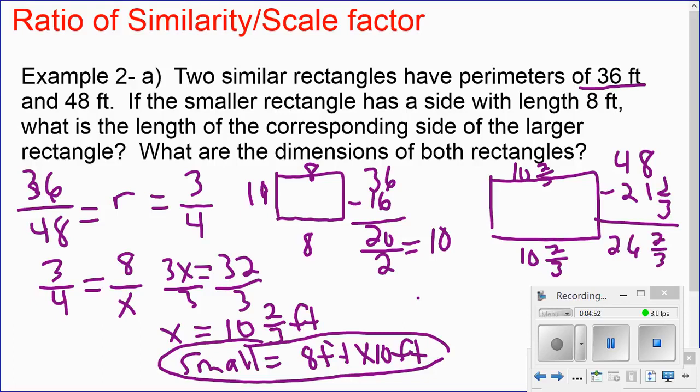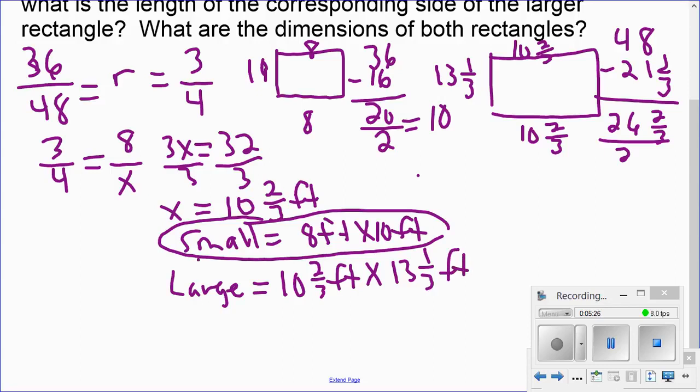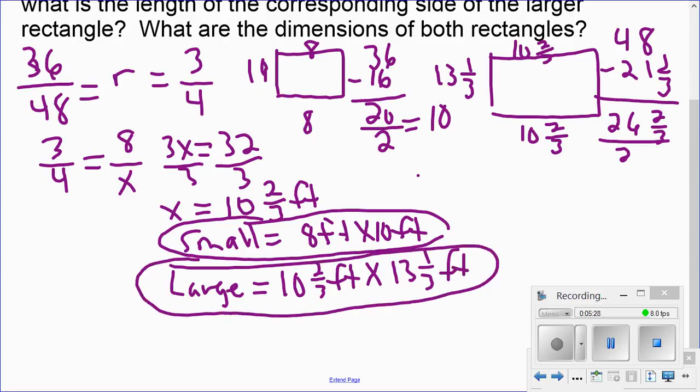And remember, that's the 2 width, so I'm going to divide that by 2. And when I do that, I'm getting 13 1/3. So 13 1/3 and 10 2/3. So I'm going to write the larger dimensions. We'll start with the corresponding to the 8, so we'll start with 10 2/3 feet by the larger, which is 13 1/3 feet. And those are the dimensions of the larger rectangle.